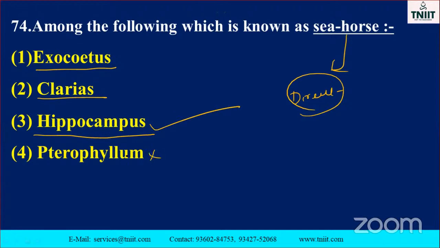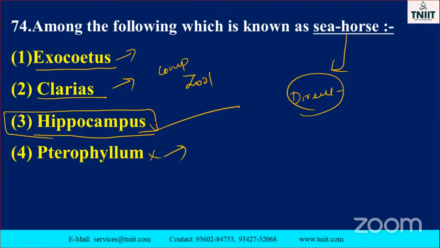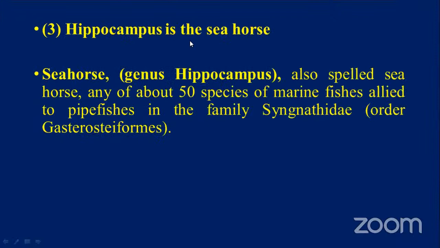So the option is Hippocampus. If you know the zoological name of the seahorse is Hippocampus, then only can you answer it. Otherwise, it will be complicated. Exocoetus means which animal? Clarias, which one? So Hippocampus is the direct question. Hippocampus is the seahorse. Seahorse, genus Hippocampus, any of about 50 species of marine fishes allied to pipefishes in the family Syngnathidae, order Syngnathiformes. Okay, a different name has been given.